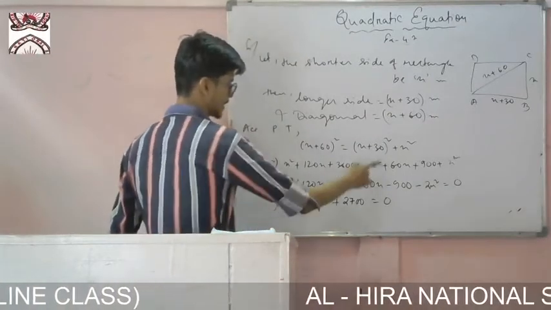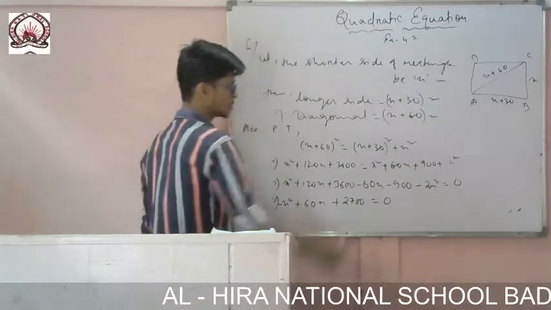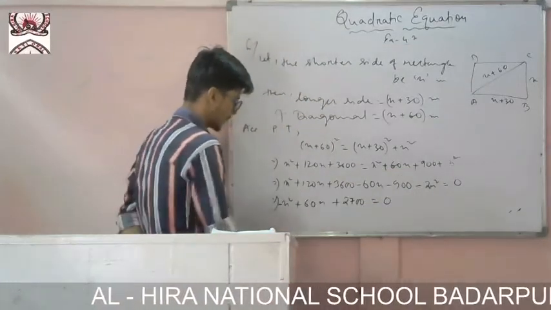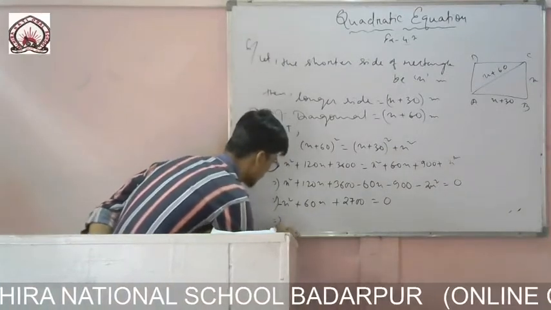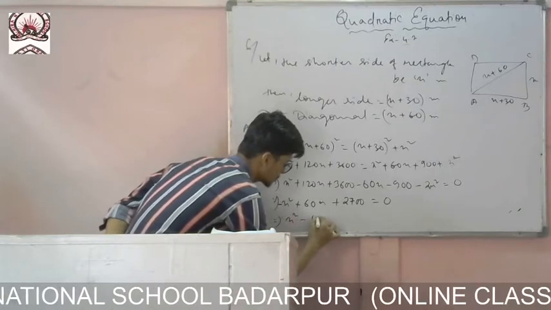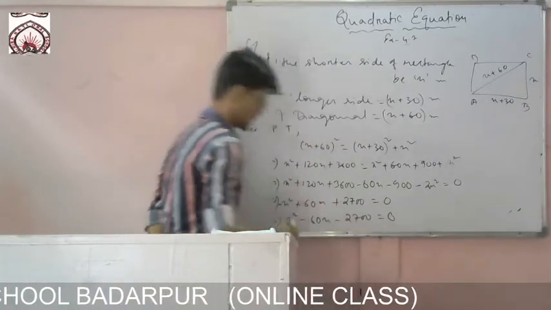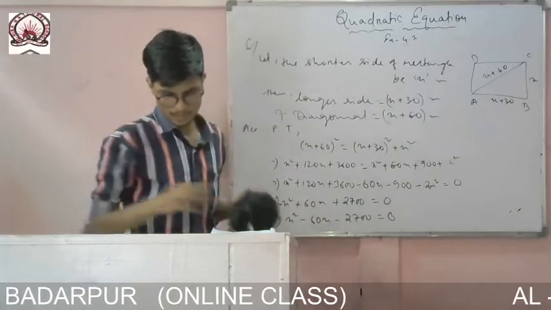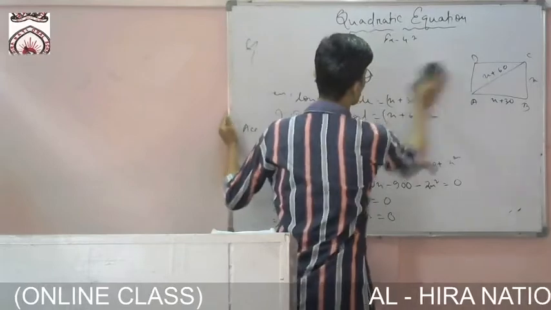Minus 2x squared, and if I change the side it will be minus 2x squared, and for minus 2x squared if I solve it, then it will be minus x squared, and if there is minus, then I have to make it plus, so it will be x squared plus 60x minus 2700 equals to 0. So this is our quadratic equation. Now we'll find the middle term and solve it.